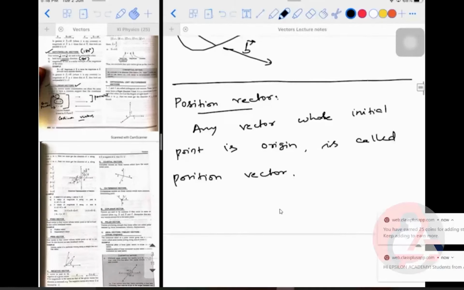Okay, and the representation of a position vector. So how do you represent it? Representation of a position vector. What is the notation used? That is what I'm going to show you.